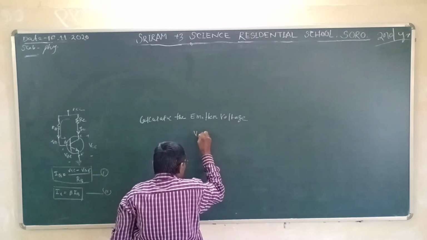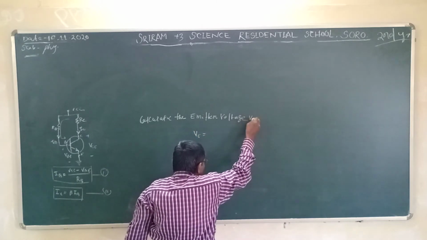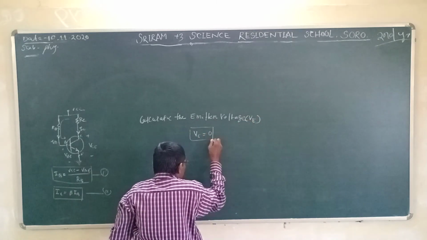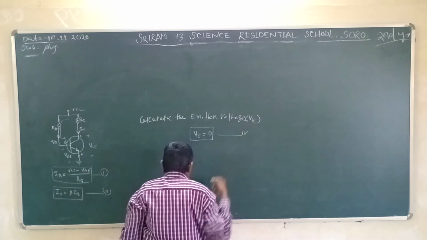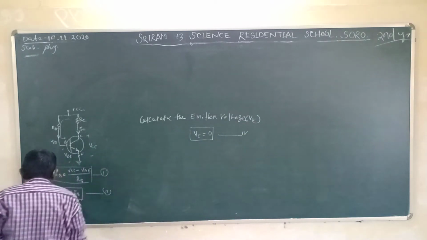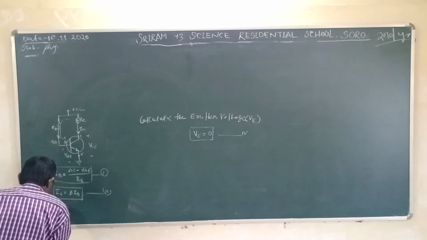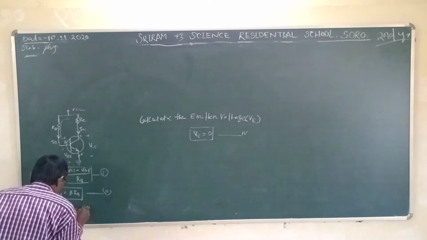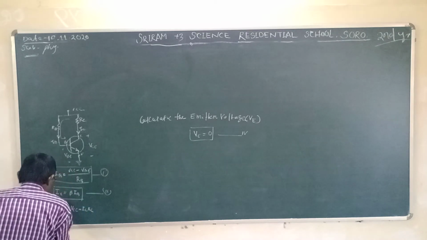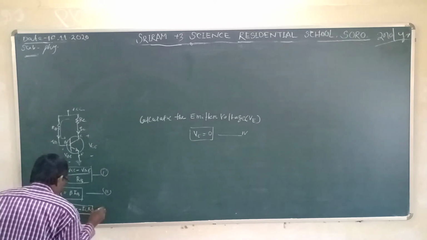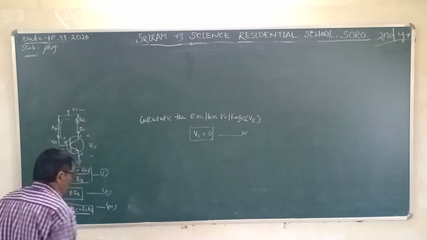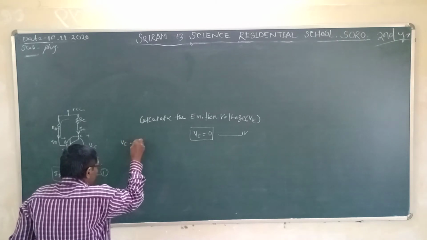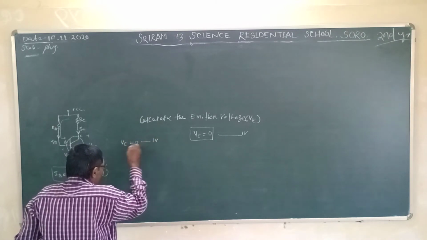VE equal to 0. Now we write VCE equal to VCC minus ICRC. This is equation number 3. Now equation number 4, VE equal to 0. That is equation number 4.